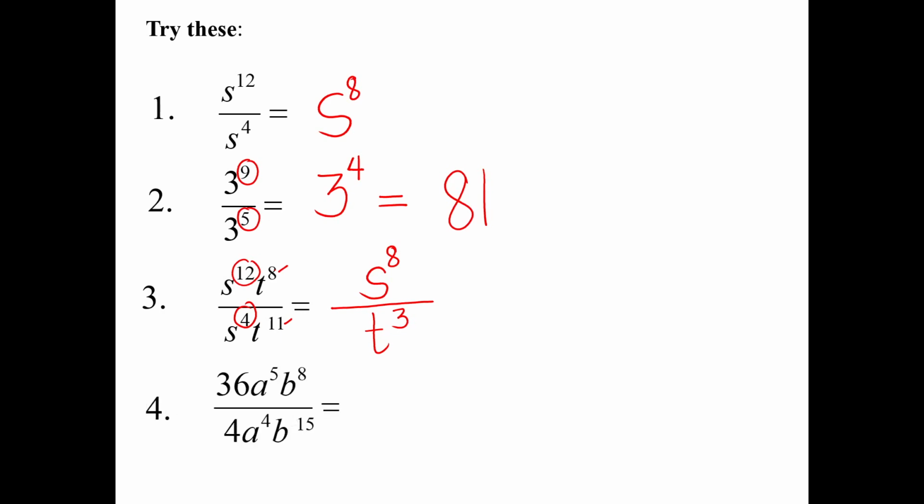Okay? Let's have the last number 4. What is 36 divided by 4? 9. Asa isuwat si variable A?